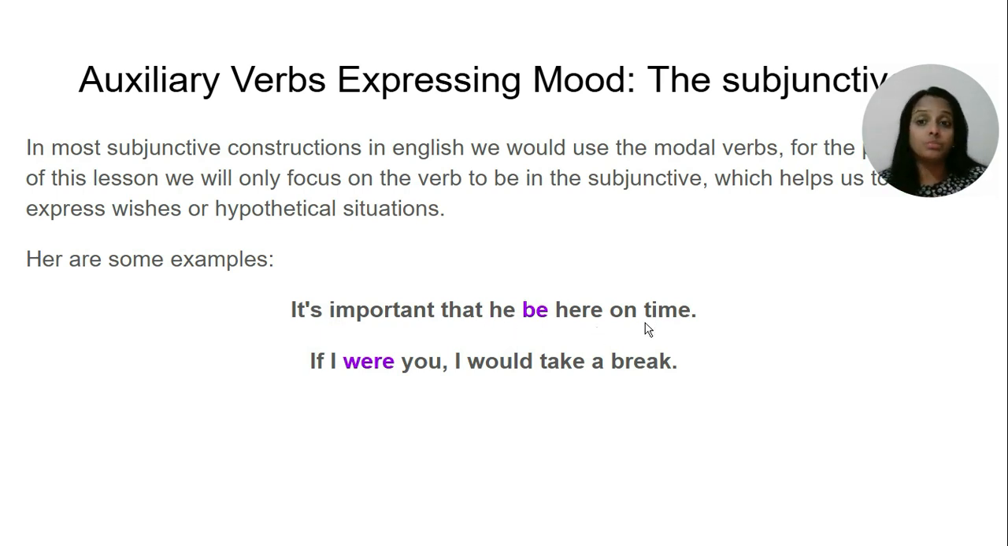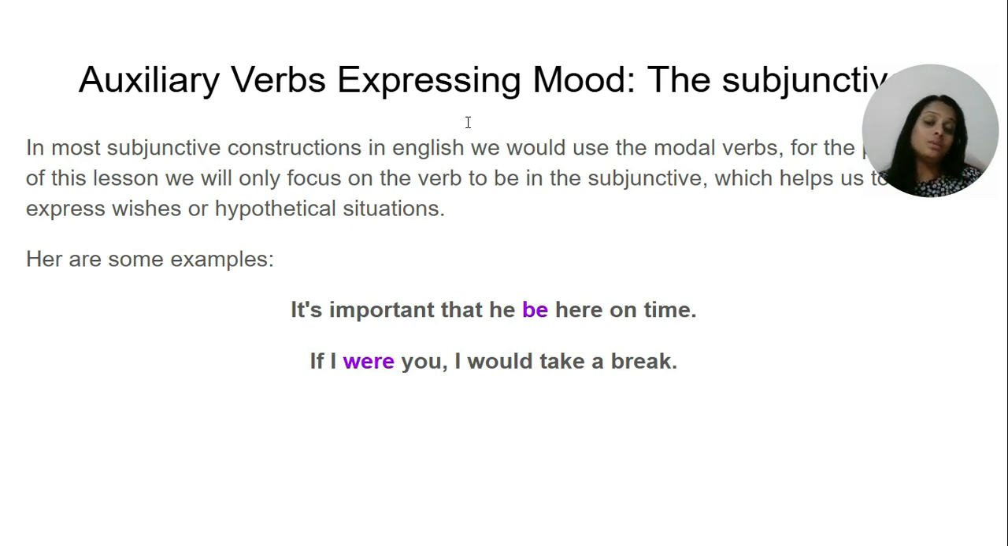So this sentence expresses a wish or a suggestion that it's necessary for him to be there on time. And the next example: if I were you, I would take a break. Here, it's a hypothetical situation, something that is not real, but we are imagining it, right? You have to notice something interesting about these examples. In the subjunctive, we use the verb to be in a slightly different way. In the first example, we say he be instead of he is. And in the second example, we say I were instead of I am, right?